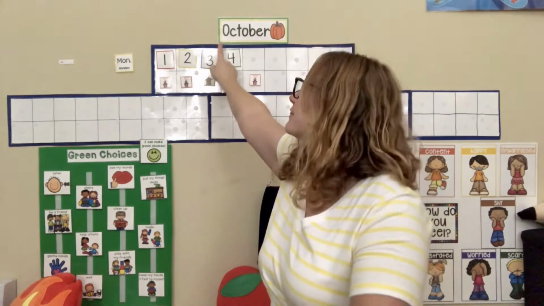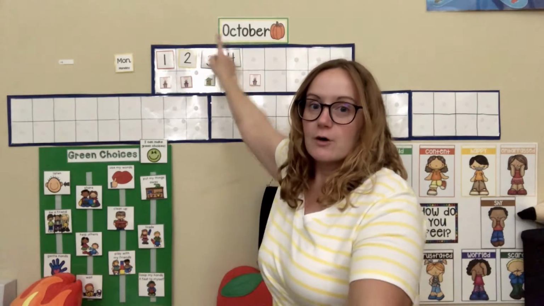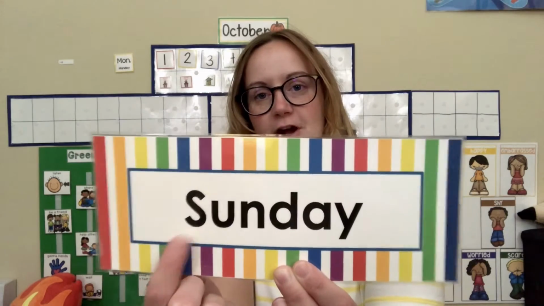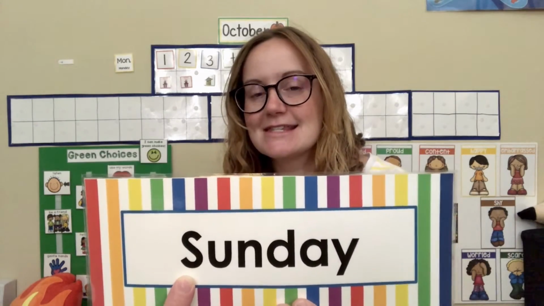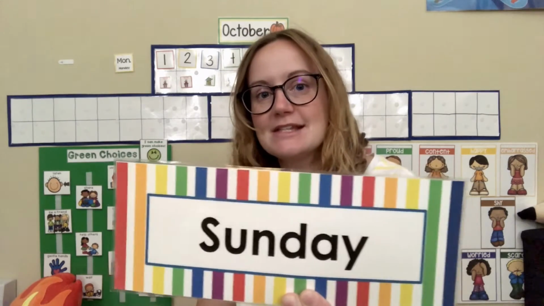Okay, so we are still in the month of October, and October starts with the letter O, but we are on a different day of the week. So yesterday was a home day, meaning we did not have school, and it was Sunday. Sunday starts with our letter S, which makes a sound. So yesterday was Sunday, but what day would be today?